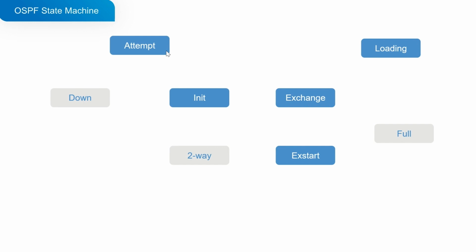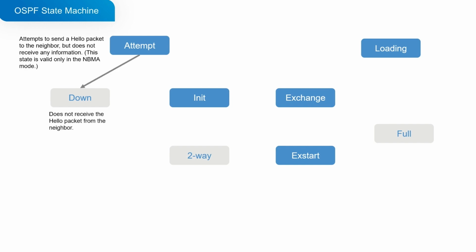The attempt is a special state just for the NBMA mode. If the mode is broadcast, we don't have the attempt state. So the attempt state is special for NBMA. Okay. Attempt means we send a hello packet to our neighbor but do not receive any information.